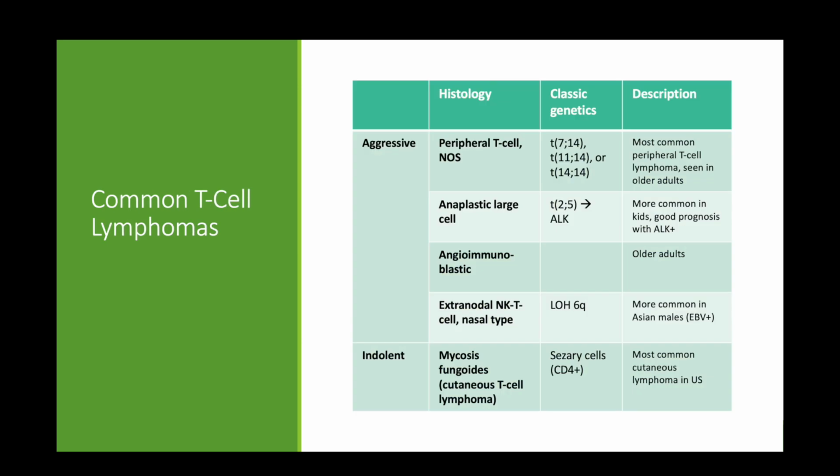Similarly, here is a table with some of the common T-cell lymphomas also divided into aggressive versus indolent. And again, these are some of the lymphomas that we already mentioned earlier, but with a little bit more detail, as well as some of the classic genetic profile of some of these, which again, we'll just leave here for your reference.